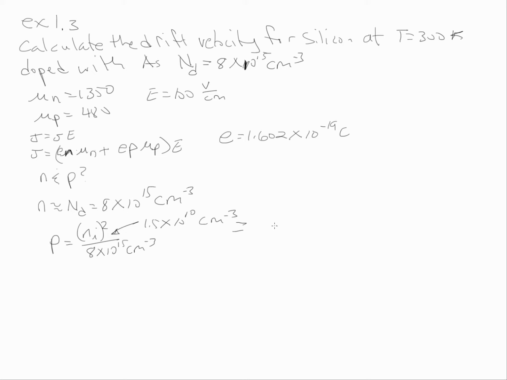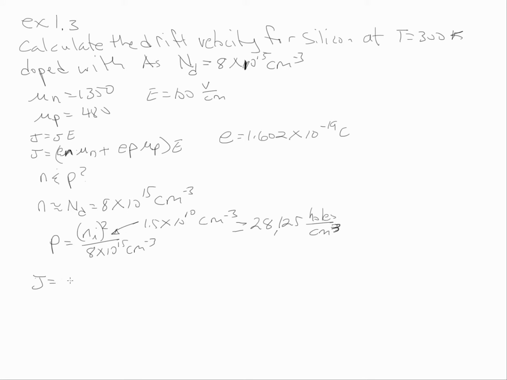So that comes out to 28,125 holes per cubic centimeter. Whoops, that wasn't -3. There's no negative on the bottom there. And now we know everything to calculate the drift velocity.